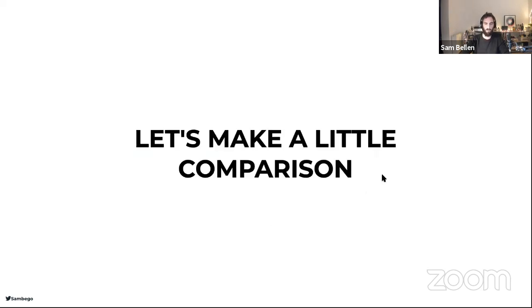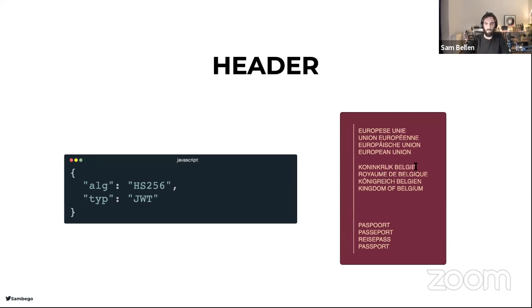So let's make a little comparison. On the right, you have a Belgian passport in 4 languages because we like to make it a bit more difficult. But what it says is I'm a passport issued by the Kingdom of Belgium, and I'm from the European Union. And basically, you can compare this to the header of a JSON Web Token, because the passport on the front says what it is, and the header of a JSON Web Token also just mentions what it is. I'm a JSON Web Token, and you can use this algorithm to verify my signature.